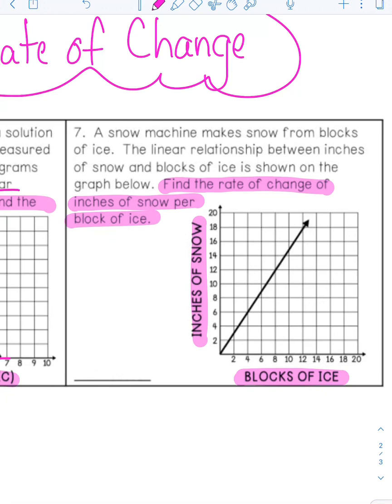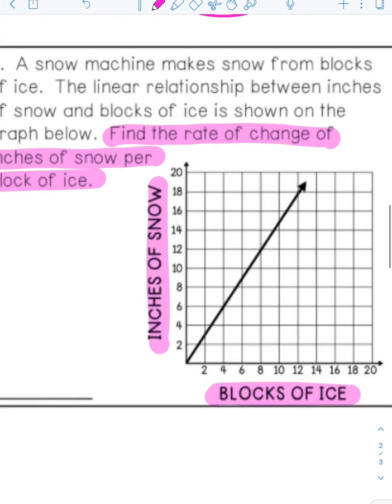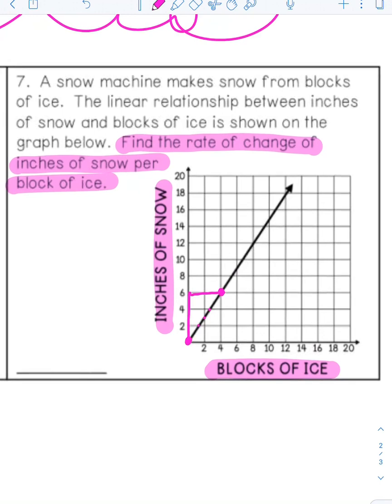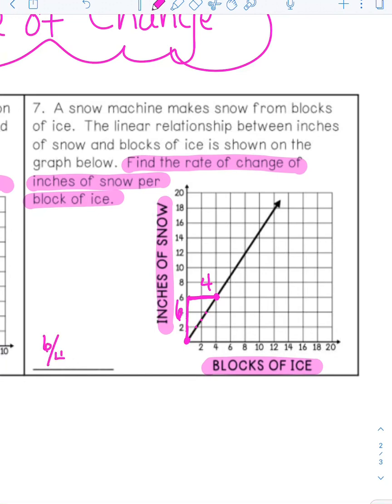So first I want to find two really good corner points. Well, I like that they gave us 0, 0. That's a good one. This is not a good one. It's not a corner point. Nope, nope. That is a beautiful corner point. So now I'm going to draw my rise and my run, and I notice my rise goes up 2, so 2, 4, 6. And my x's go up by 2s, so 2, 4. So my slope is 6 over 4.